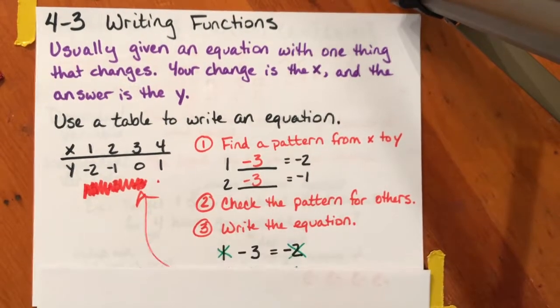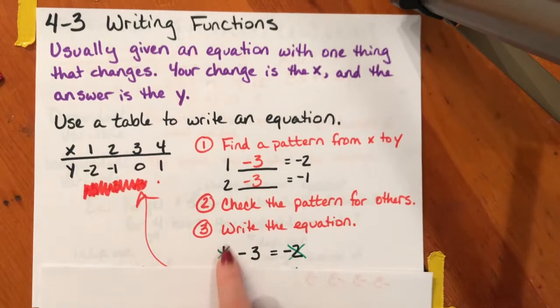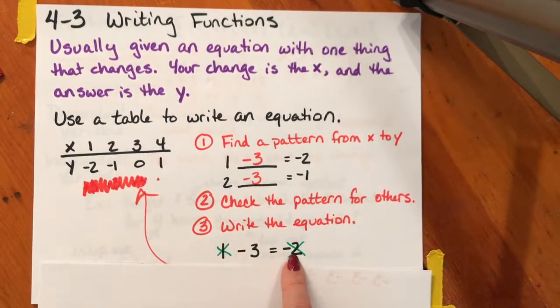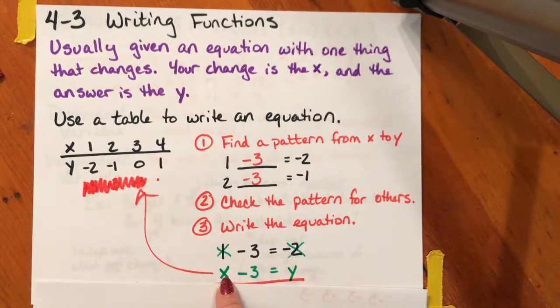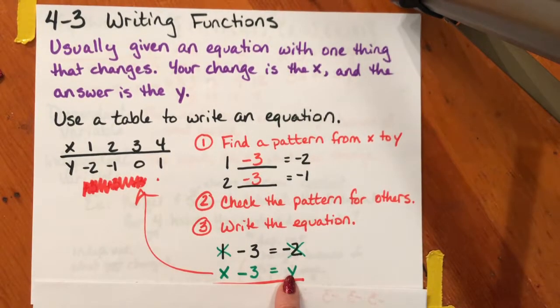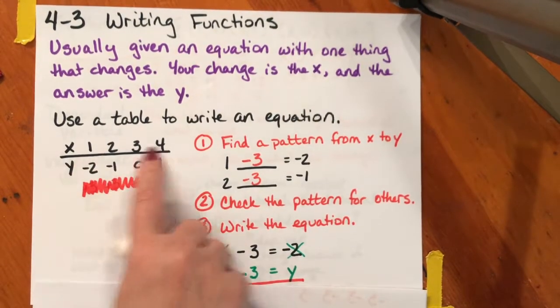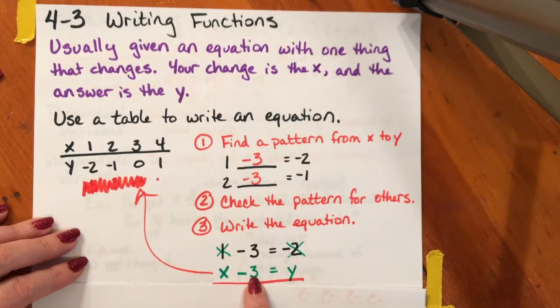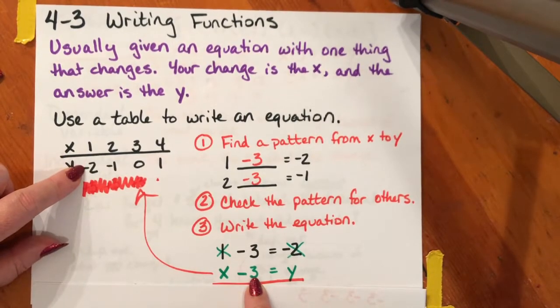And now you can write the equation. You're going to start by writing 1 minus 3 equals -2. And this is your x, because these are all your x's. And these are all your y's, and you're going to substitute. So your equation becomes x minus 3 equals y. Any x that you put in here, you know you subtract 3, and you will get these y answers.